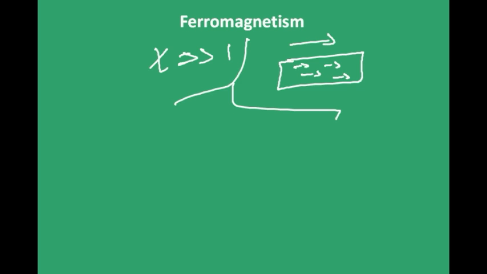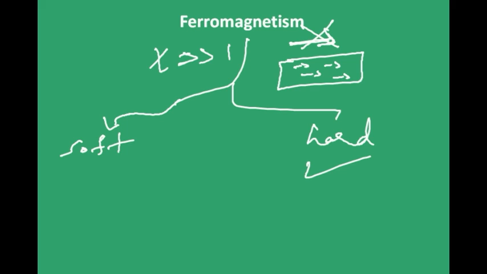Ferromagnetic materials can be divided into two types: soft ferromagnetic materials and hard ferromagnetic materials. When you apply an external magnetic field, I said that the magnetic dipoles get arranged, so you have magnetization. And if that magnetization persists even after I remove the external magnetic field, then they are called hard ferromagnetic materials. Otherwise, they are soft ferromagnetic materials.